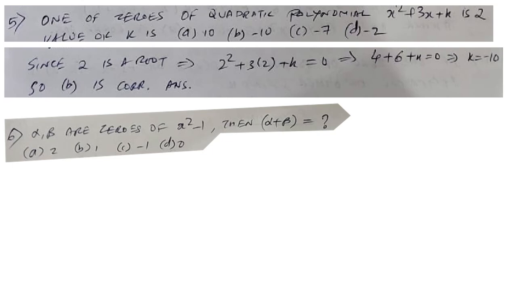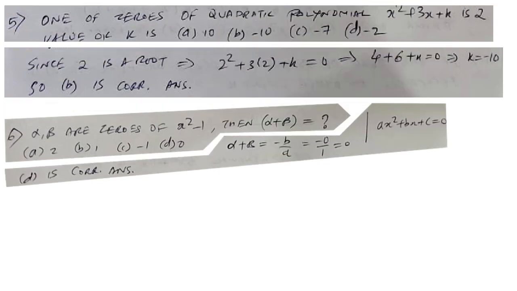Okay. Alpha and beta are zeros of x squared minus 1. Then alpha plus beta equal to what? See, alpha plus beta are zeros, roots of the equation x squared minus 1. It has the x squared term. It doesn't have the x term, which means b is 0.